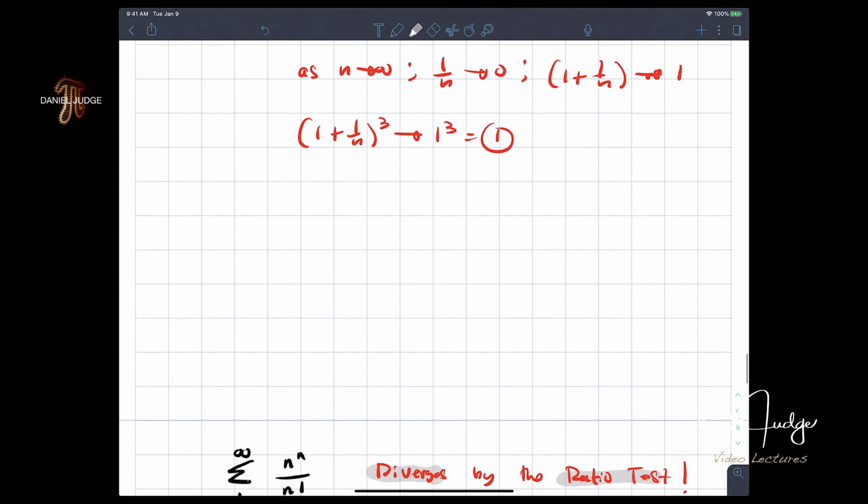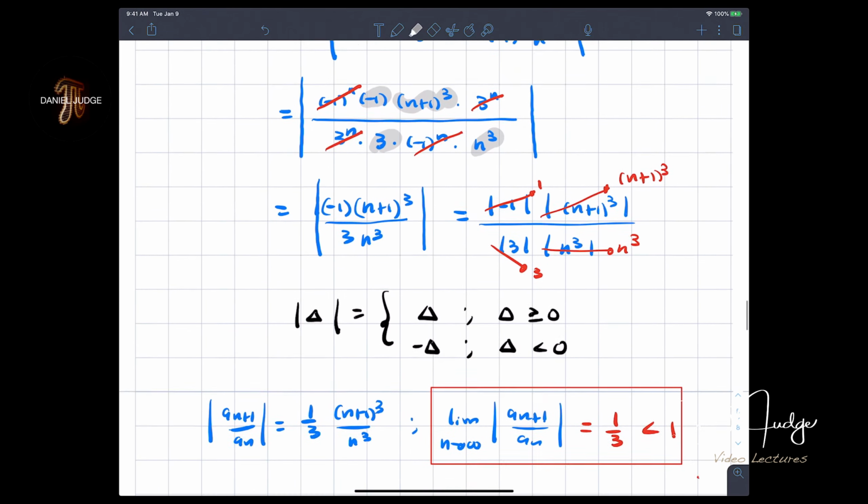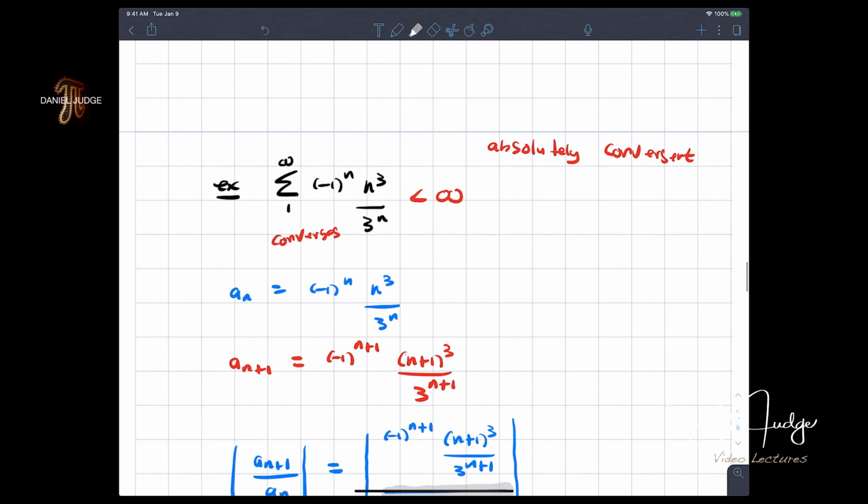We should have said up here that we had convergence, right? And we can say it converges by the ratio test.